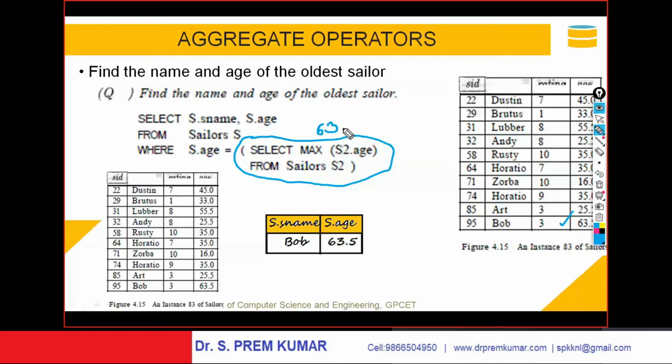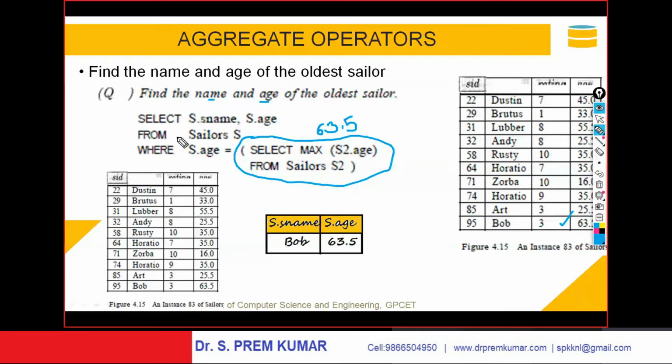You got 63.5. Select max of age. Max is an aggregate function. You are selecting the maximum age. The maximum age is 63.5 from sailors. Now I want their name and age.